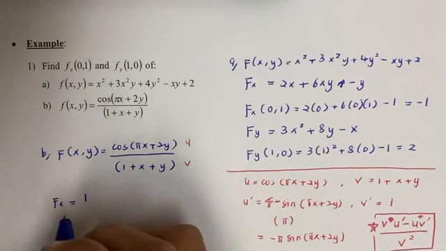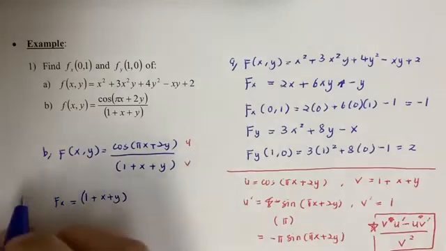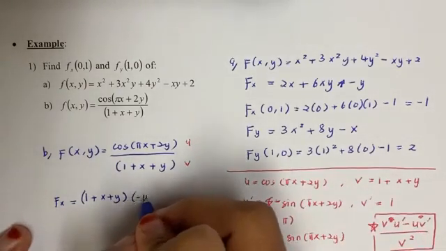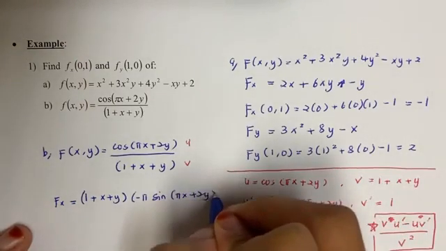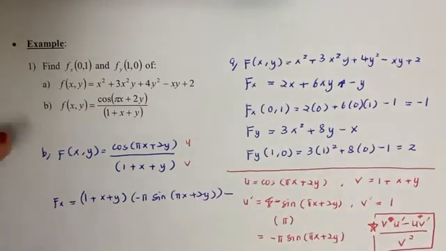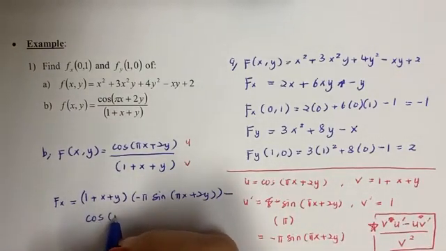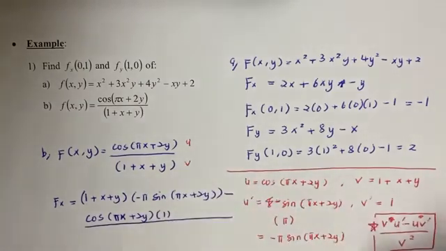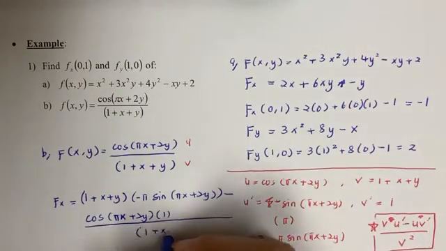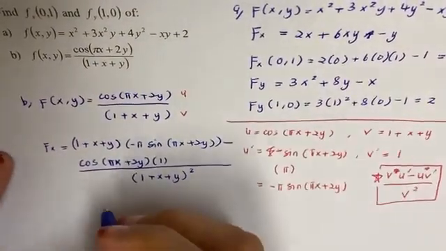So substitute v u prime: 1 plus x plus y multiplied by u prime, which is minus pi sine(pi x plus 2y), minus u v prime. u is cos(pi x plus 2y) multiplied by v prime, which is equal to 1, divided by v squared. v squared is (1 plus x plus y) squared. So simplify this.